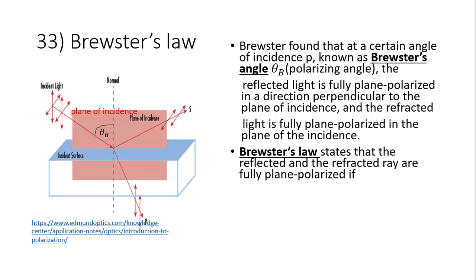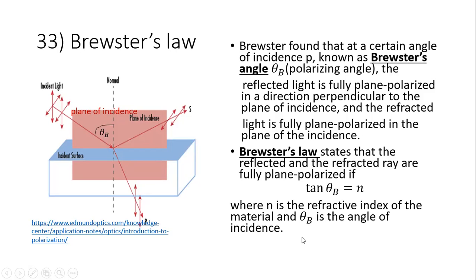Brewster's law states that the reflected and refracted rays are fully plane polarized if tangent of this angle equals the refractive index of glass, or of the material. n is the refractive index of the material, theta B is the angle of incidence. Right? Sometimes I use p, sometimes I use theta B. Any comments so far? Memorizing work, nothing much.